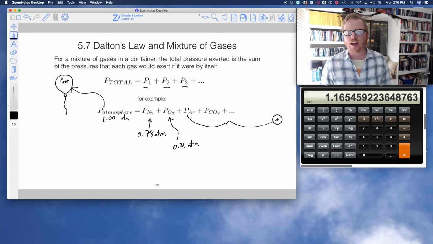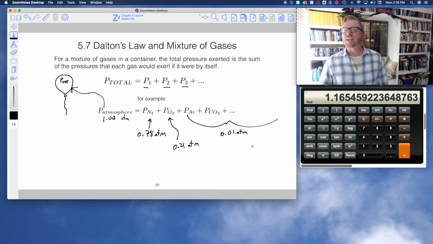All of the other stuff in the atmosphere, the argon, the carbon dioxide, the water, all that other stuff contributes about 0.01. And that's why I took away one significant digit. If I had 3 sig figs, then I would actually start to see more precise numbers for all of these other things. But in any event, the pressure that we get in the case of the atmosphere, for example, is a sum of the pressure of all the other individual components.